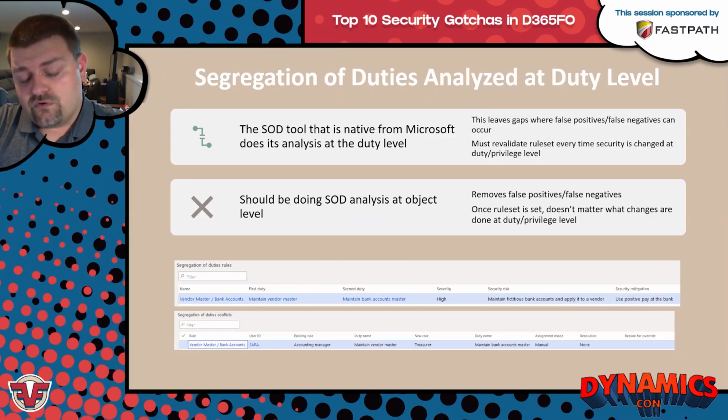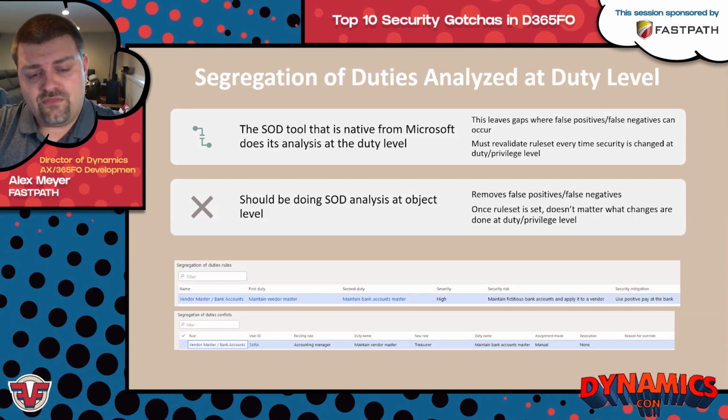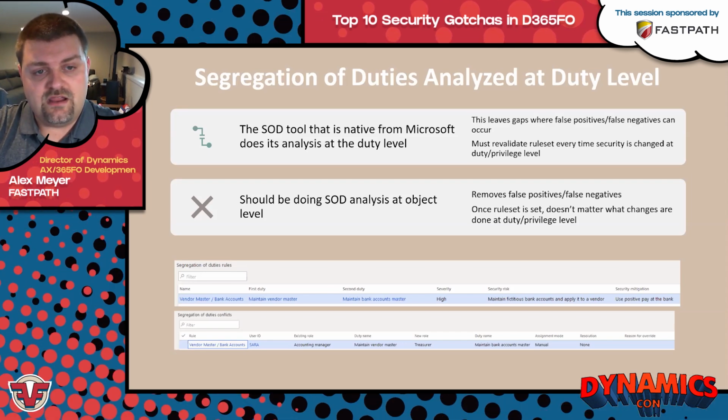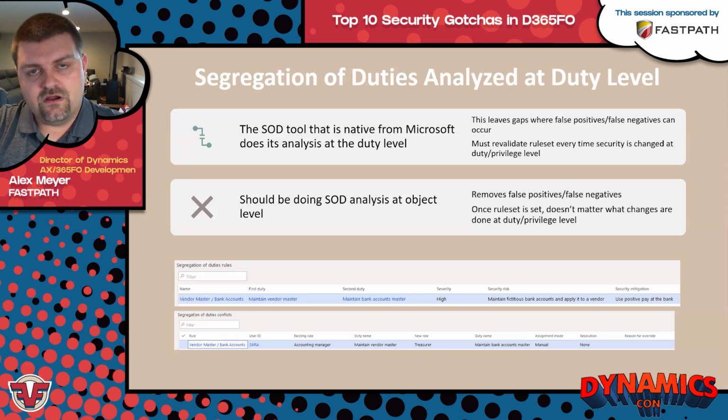So there is a native tool from Microsoft that you can actually go in through the system and set up your SOD analysis there. But the analysis that's done is going to be done at the duty level. So the idea here is that you go in and set up your conflict between duty 1 and duty 2. If a user has access to both of those, that's going to be considered a conflict.